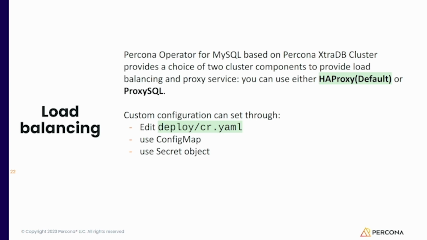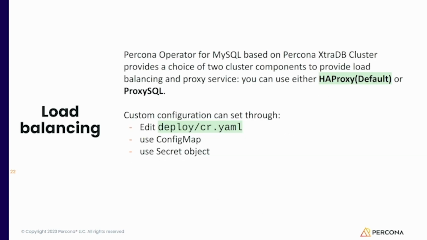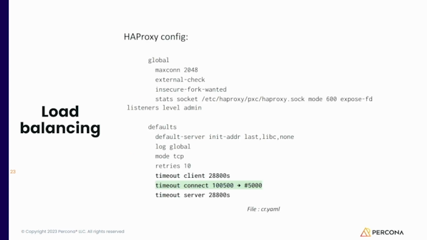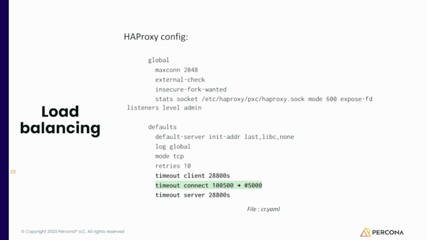So how do you set up configuration? You can again go through the file cr.yaml, and you have two more options, config map and secret object. I will talk about these three options in a bit. So for now, forget about what each of these is. So this is an example configuration for HAProxy.